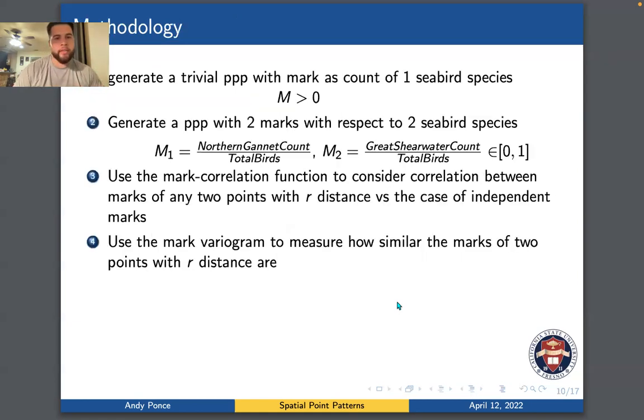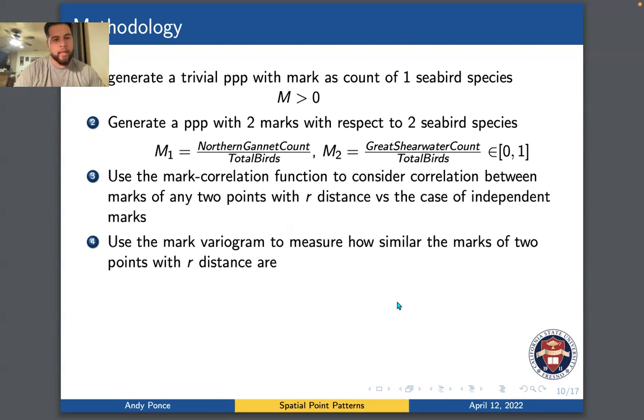And so the methods that we took are the following. The first thing we did is we took a trivial, or simpler, case of the seabirds data set. We created a point process that only has one count of seabirds as the mark. So there's only one mark. And remember, this count is a discrete number and it has to be greater than 0. So 1 bird, 2 birds, or 3 birds, and so on.